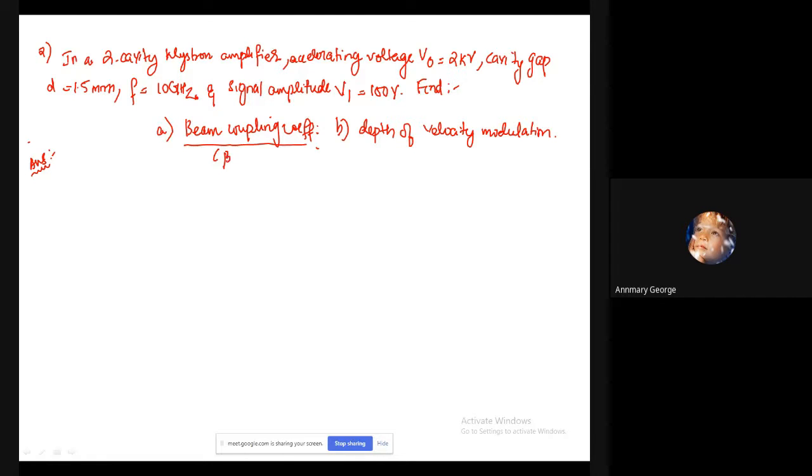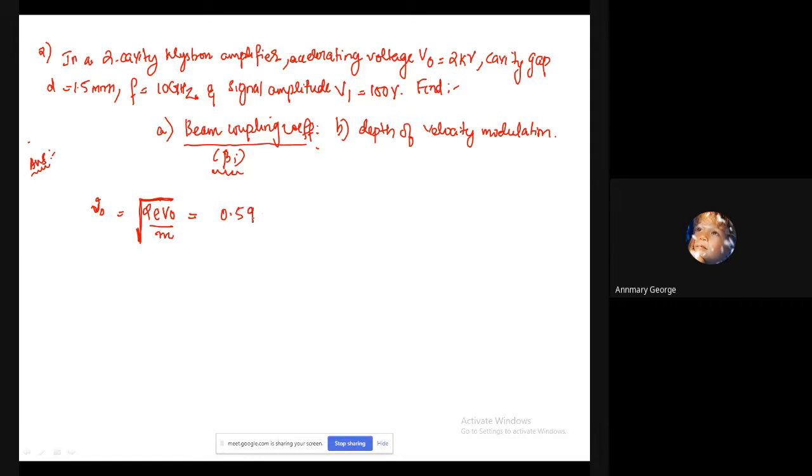This is beta i. Okay. We should find the value of beta i. For that, we have to find what? v0. Okay. v0 equal to root of 2eV0 by m. This equation was there in the velocity modulation derivation. By substituting it, what is the value?